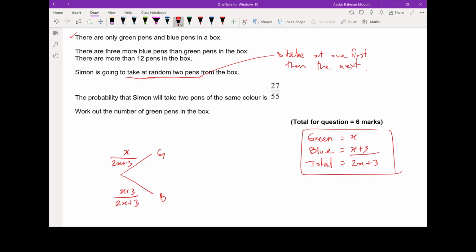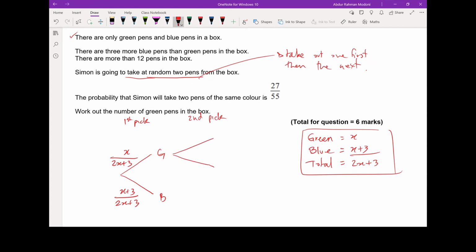So now that we've got green and blue written, that's the probability for the first pick. During that first pick, there are a total of 2x plus 3. The chance of getting a green is x out of that, and the chance of getting a blue is x plus 3 out of that. Now, since we're picking out 2 pens, we need to look at the second pick. So the second pick is going to be the second set of branches that we draw here. So here's the second pick.